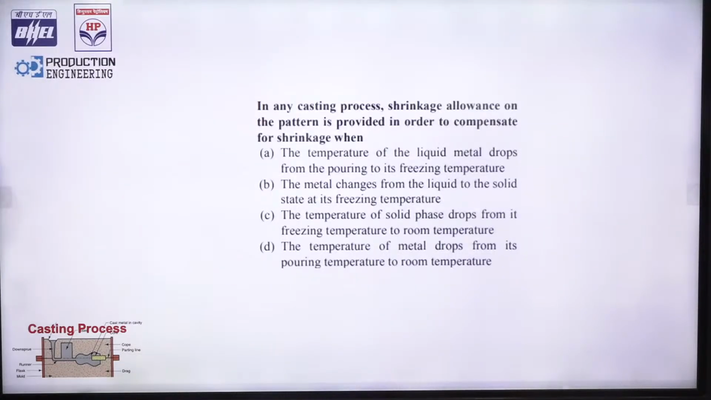Okay, shrinkage allowance on pattern is provided in order to compensate for the shrinkage when. Very simple question. We have already discussed this question. Tell me what is the answer to that. Shrinkage allowance on pattern is provided in order to compensate for which kind of shrinkage? Which kind of shrinkage do you compensate for? What is the answer?